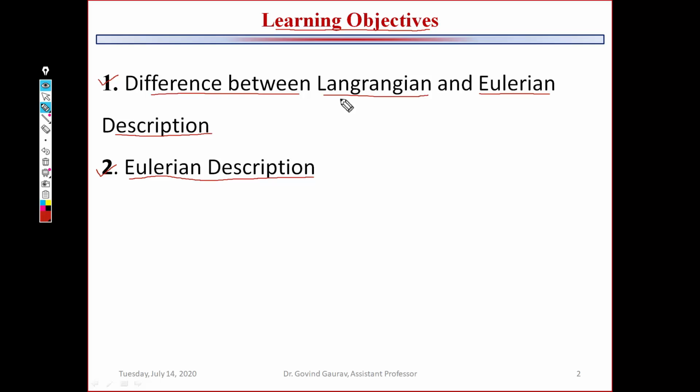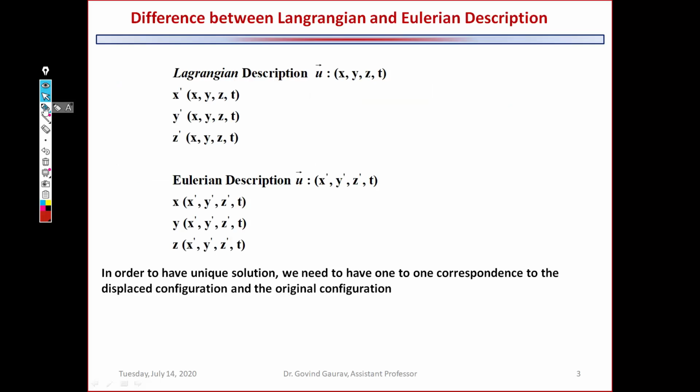The difference between the Lagrangian and the Eulerian description is that the Lagrangian description refers to the original configuration, whereas the Eulerian description describes in terms of the deformed configuration. The difference between the Lagrangian descriptions and the Eulerian descriptions.